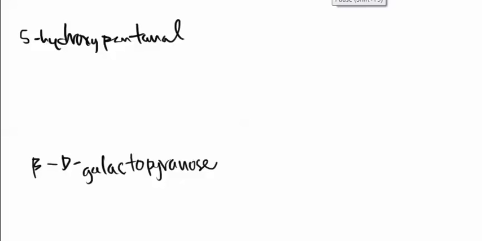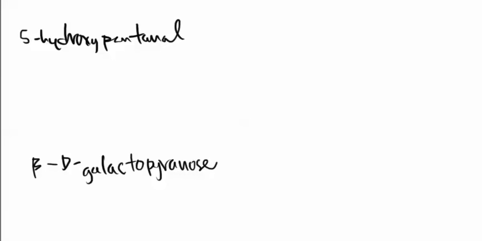Alright, let's do some example problems just to make sure that we understand how to convert some structures over to the Haworth projections. And here are two examples, A and B. The first one wants you to draw the Haworth projection that would form if 5-hydroxypentanal was used. And then for B, draw the Haworth projection for beta-D-galactopyranose.